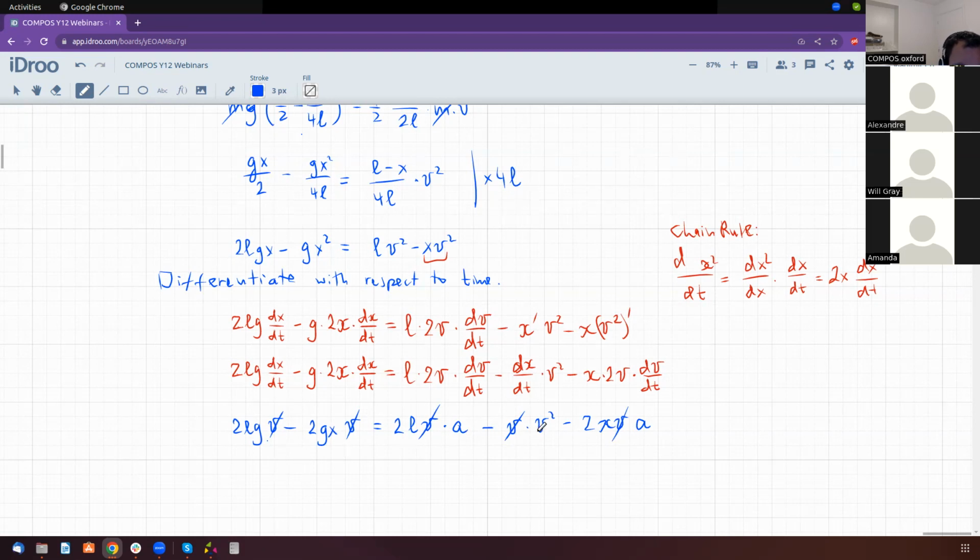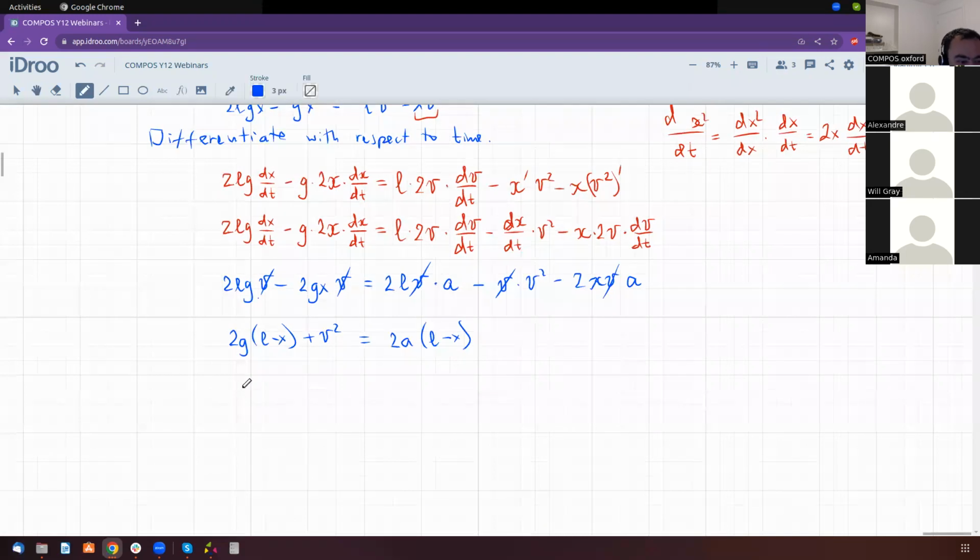So we take v to the other side, so it's 2g(L minus x) plus v squared equals 2a(L minus x). So divide both sides by (L minus x), and we get acceleration is equal to g plus v squared over (L minus x).